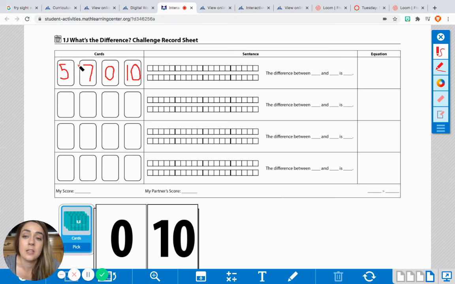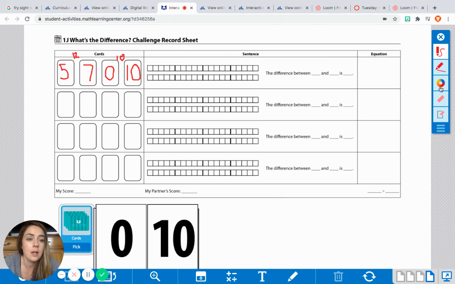So what I mean by that is I drew a 5 and a 7. So step 1 is to add those together. 5 plus 7 equals 12. I'm going to write it up here, 12. And then add up my second pair that I drew. So 0 plus 10 equals 10. Okay. So 12 and 10.